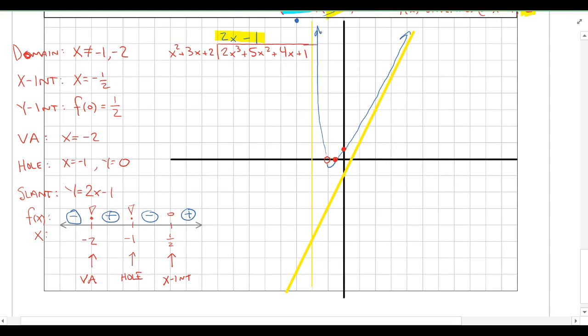Okay, so let's look at what happens on the rest of the graph. After we go to the left of the vertical asymptote at x equals -2, my function is negative. Well, here's my vertical asymptote. Here's my slant asymptote. I can't cross that, and I have to stay negative. So the behavior of the graph down here is going to look like that.